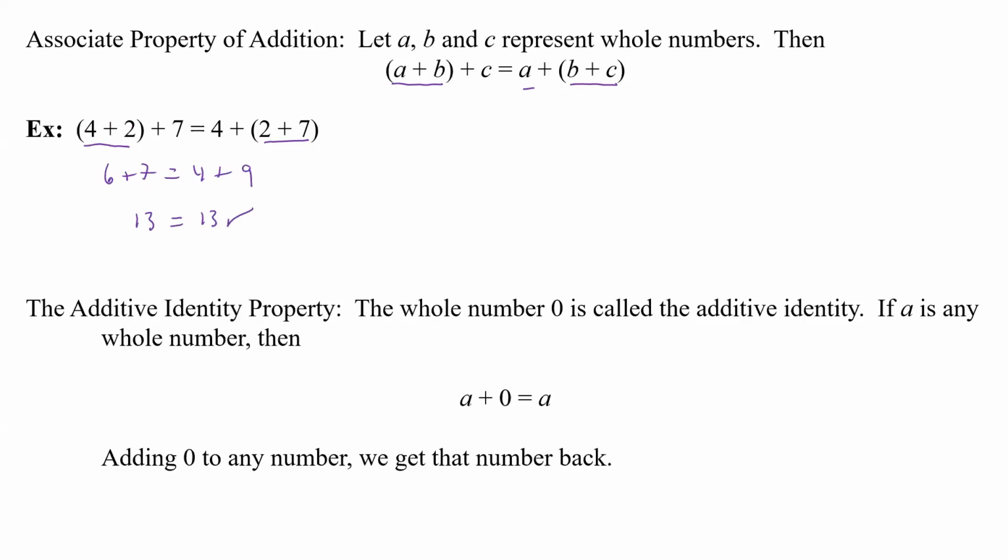Now, we also have the additive identity property here. With the additive identity, basically, the whole number 0 is called the additive identity. So if A is any whole number, then if we add 0 to that, we get back A. So A plus that additive identity is equal to A. Adding 0 to any number doesn't change the solution. It just goes back to whatever it is. So A plus nothing is still A.